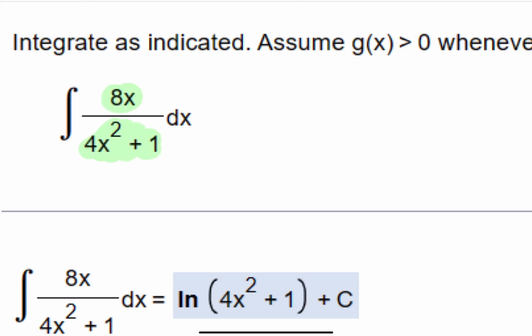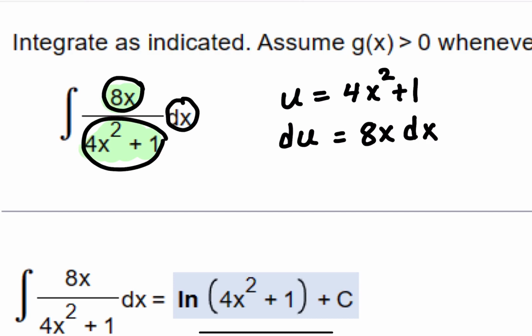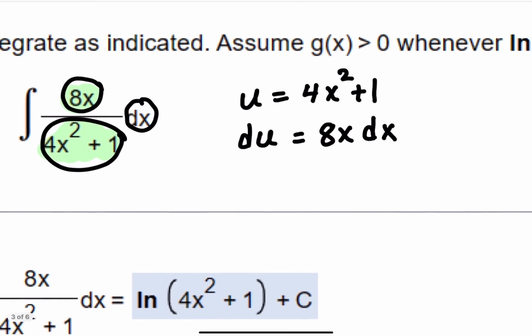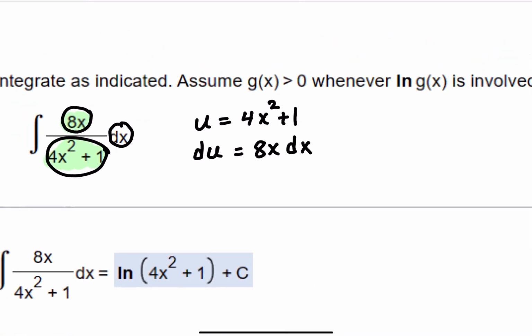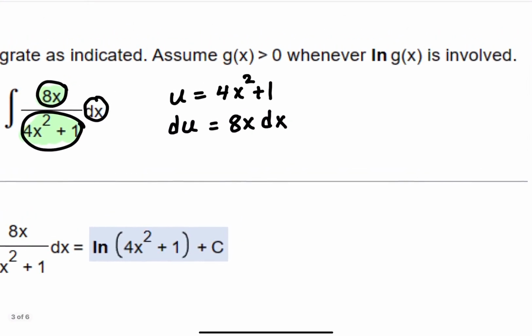So I'm going to use u is equal to 4x squared plus 1, du is equal to 8x dx. Now I can see I have my 8x dx and I have my 4x squared plus 1. So I'm going to rewrite this as the integral of 1 over u du.